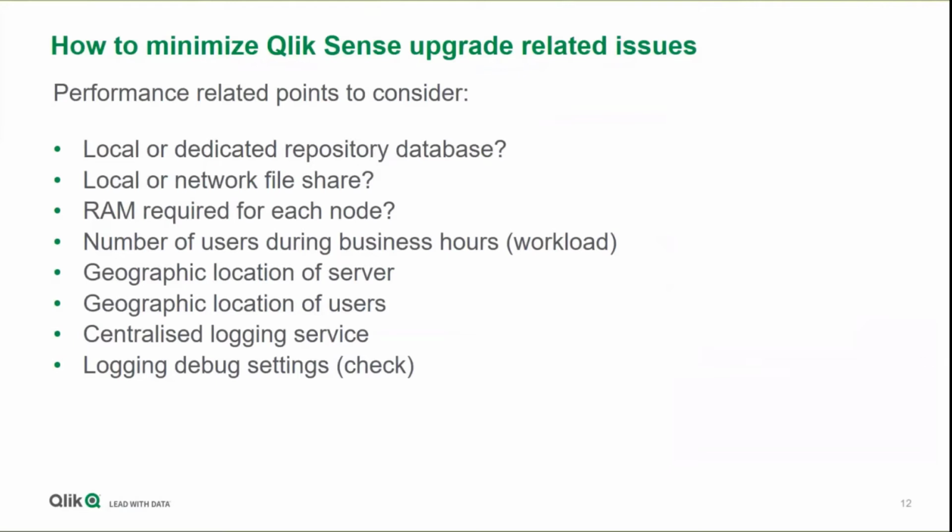And of course, logging and debug settings. This keeps coming up in support cases. Debug is turned on via QMC on production, and suddenly people discover, oh, it's on and it's slow. It's writing logs that are not necessary. So it's good to keep that in mind and turn them off in production and keep them on UAT or development.